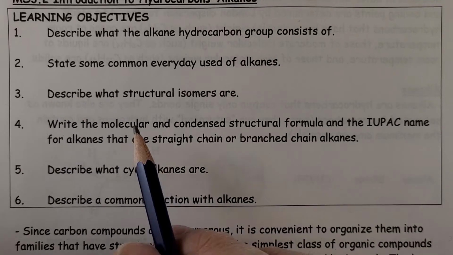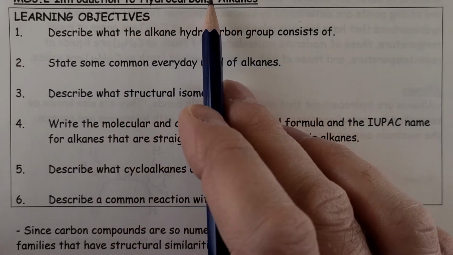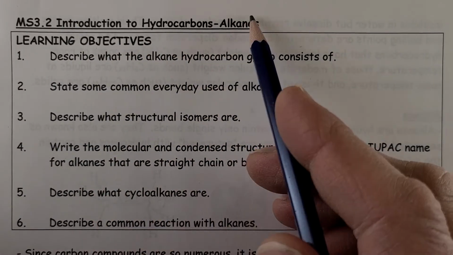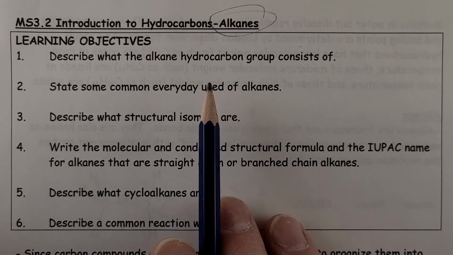Welcome back, Chemistry 30. This is the MS3.2 section, Introduction to Hydrocarbons. So we're furthering with the introduction. We're going to look at the alkane group, the simplest one you can think of it as.